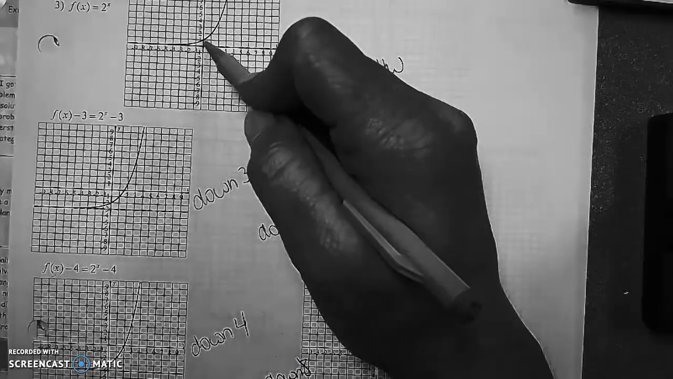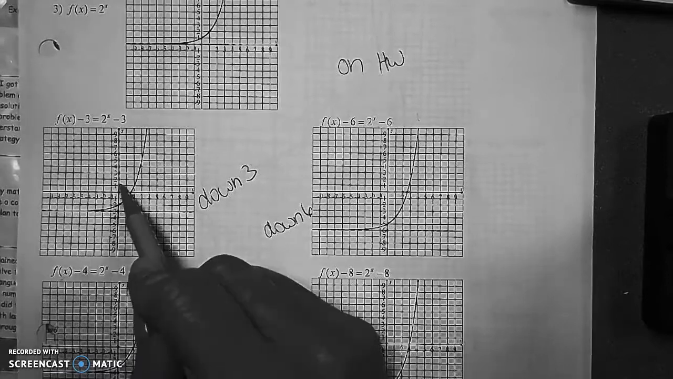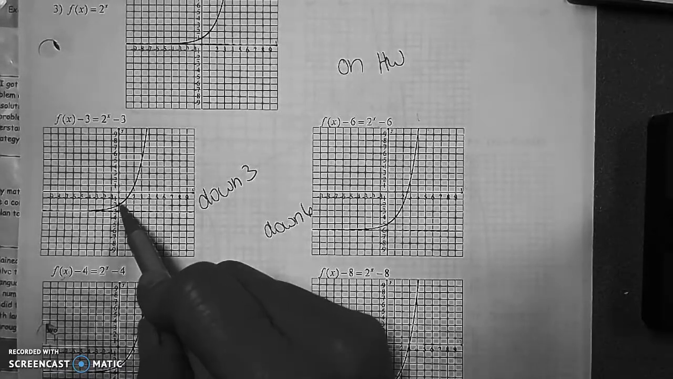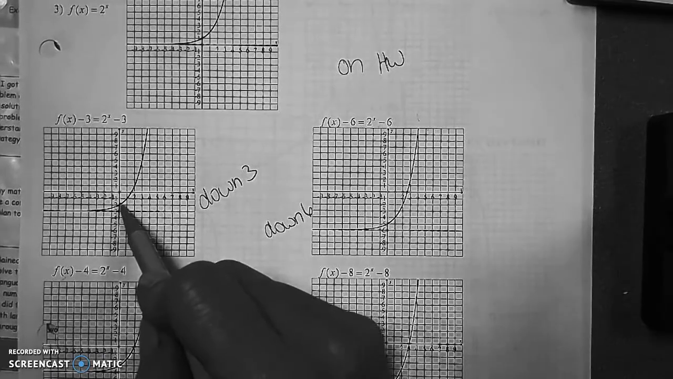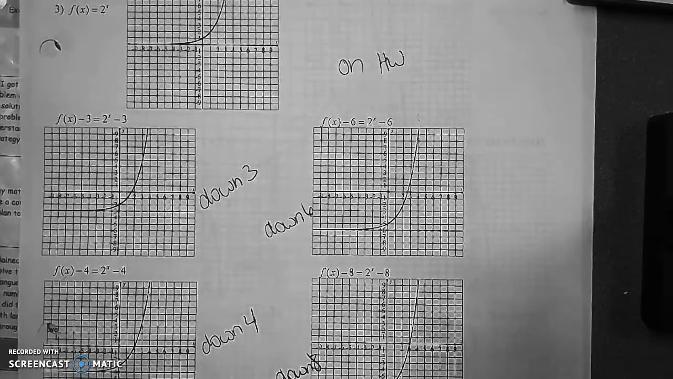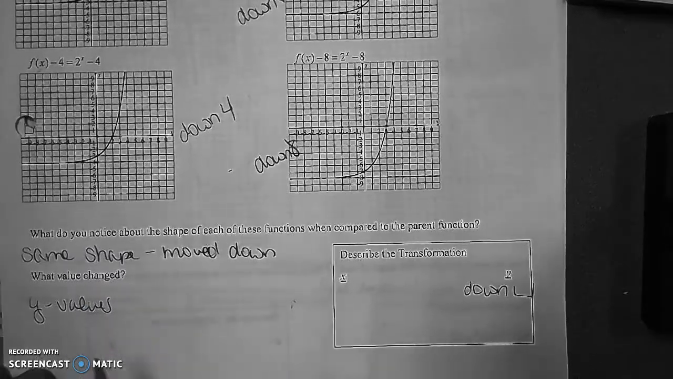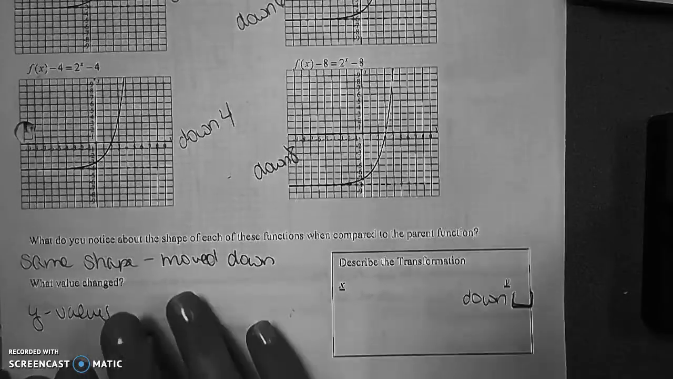And if you're moving things up and down, what values have changed? Well, take this point 0, 1, for example. If I take 0, 1 and I move it down, the x value is still 0, but the y value went from 1 to negative 3. So the y value is what has changed. And if you were to describe that transformation, you would say down so many units. That box just means you're going to write 3 or 6 or 4 or whatever there.